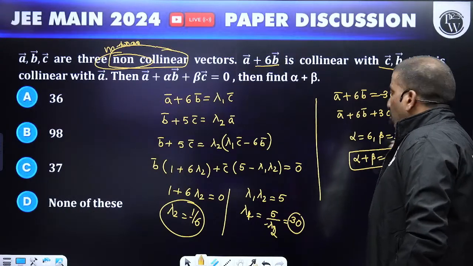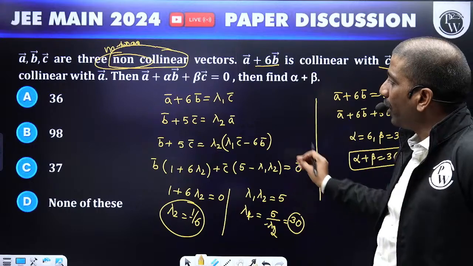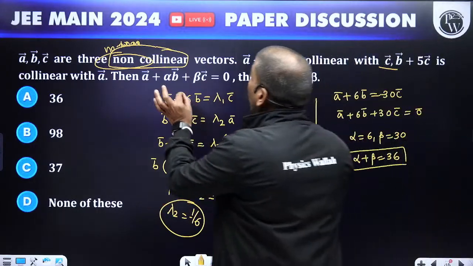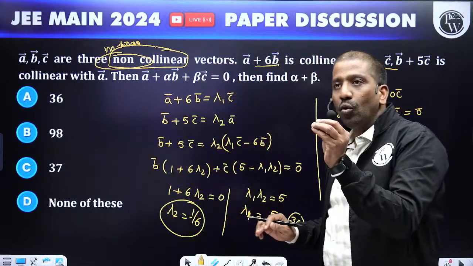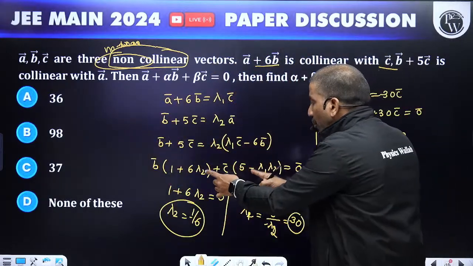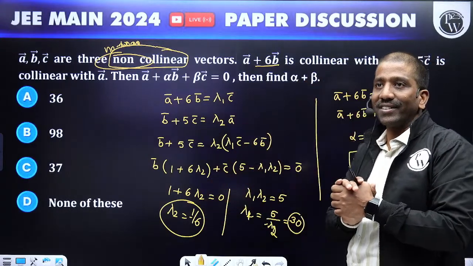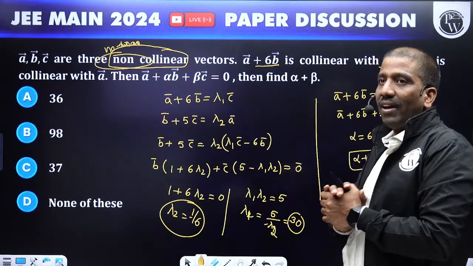So what is the point in this particular question? The point is that the two vectors are non-collinear. When the combination of two non-collinear vectors is 0, their components must be 0. That's what it is. Right? Very good.